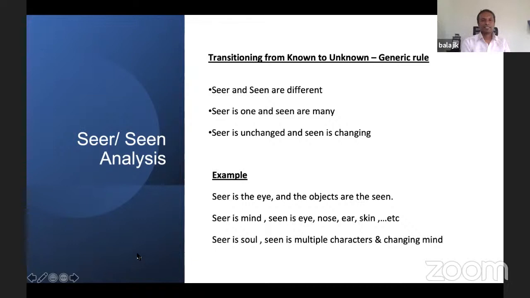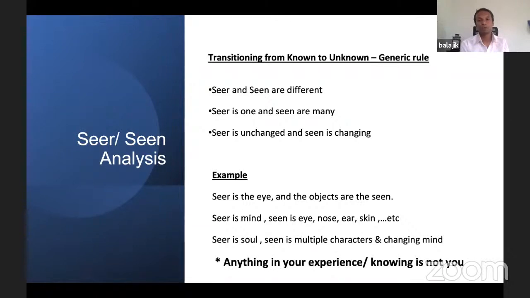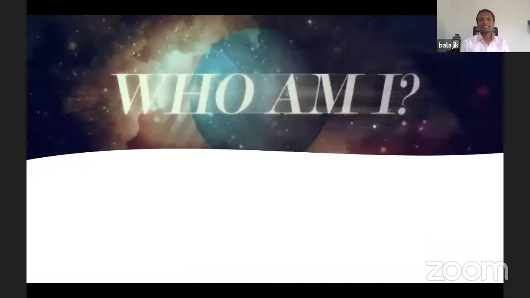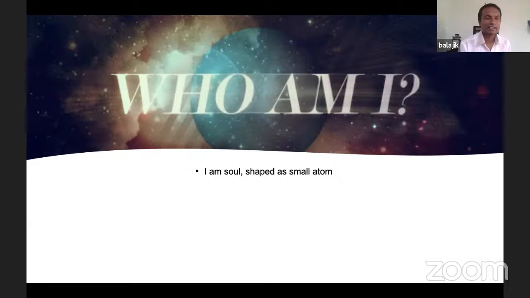Let us see what Perumanar is saying about this soul, what we have been trying to stress. Who am I? I am soul, but we haven't really realized it. That's still the key point here. I am soul, shaped as a small atom. An atom can't even be seen through a microscope. It possesses millions of suns' potential.